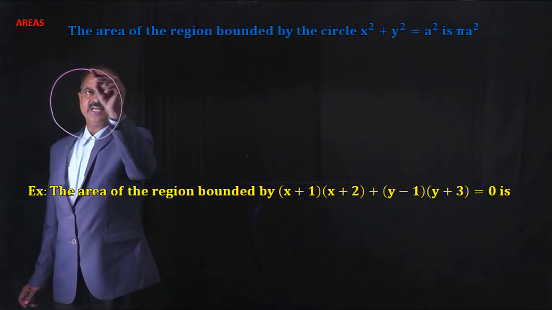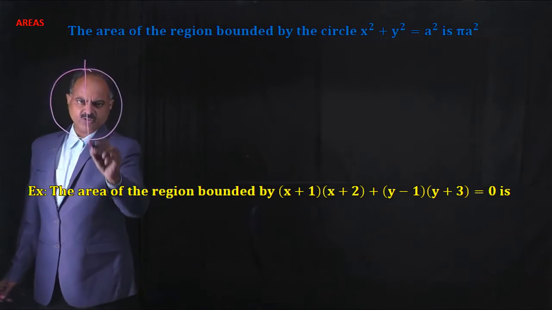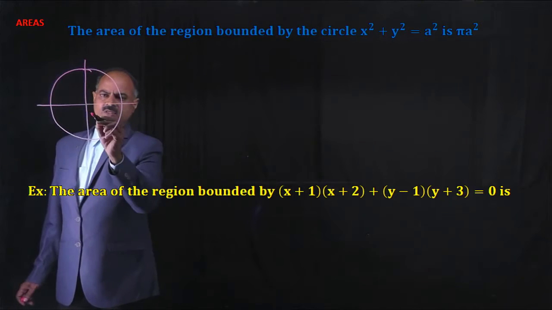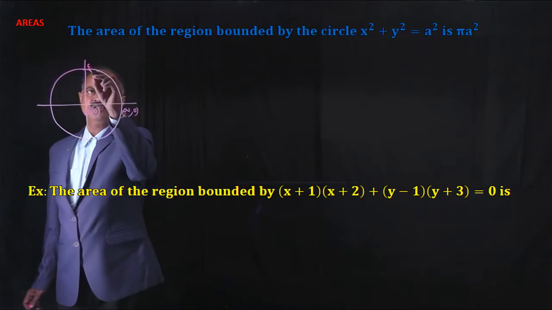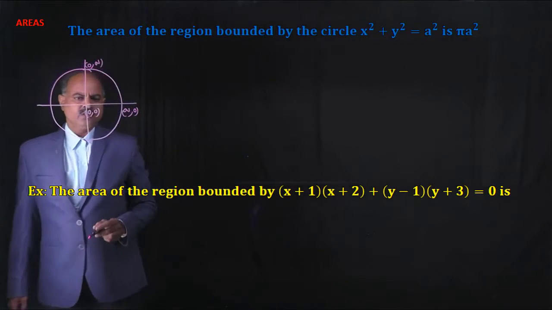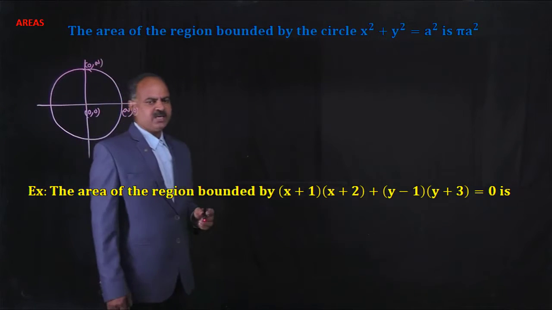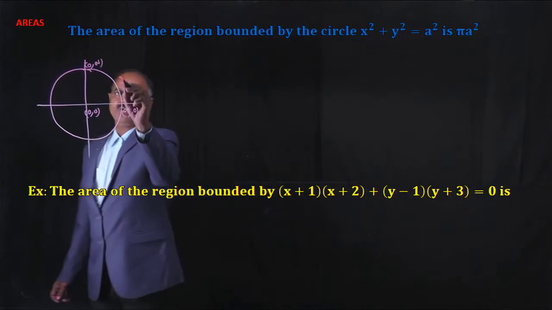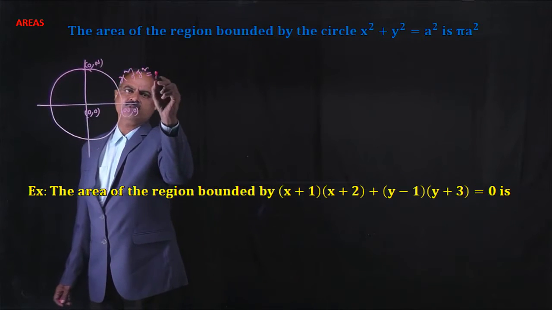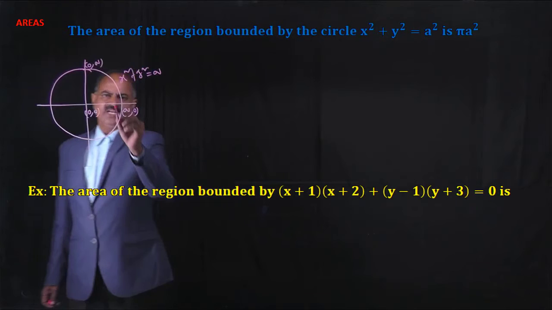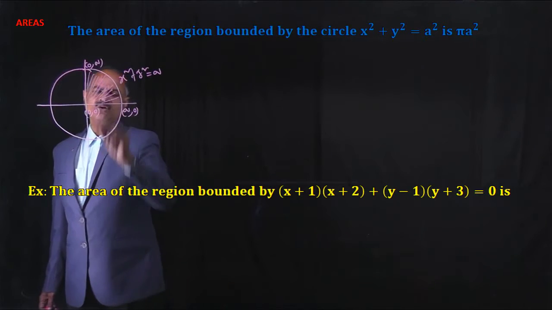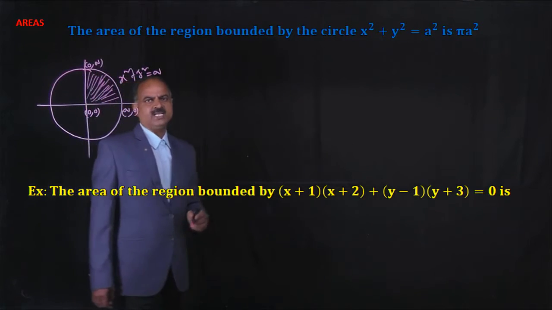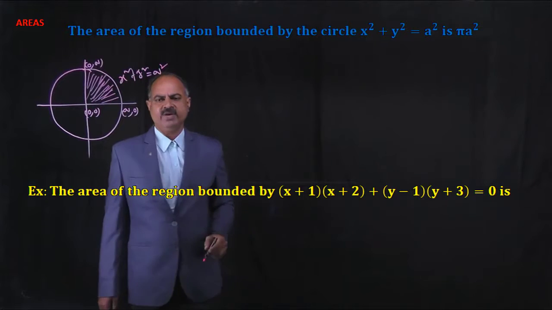This is the circle x square plus y square is equal to a square. So this is the center 0 comma 0. This is a comma 0. This is 0 comma a. Now how to find the area of the region bounded by the circle x square plus y square equal to a square? First find the area of the region bounded by the circle in the first quadrant and multiply with 4, we get the area of the circle x square plus y square is equal to a square.